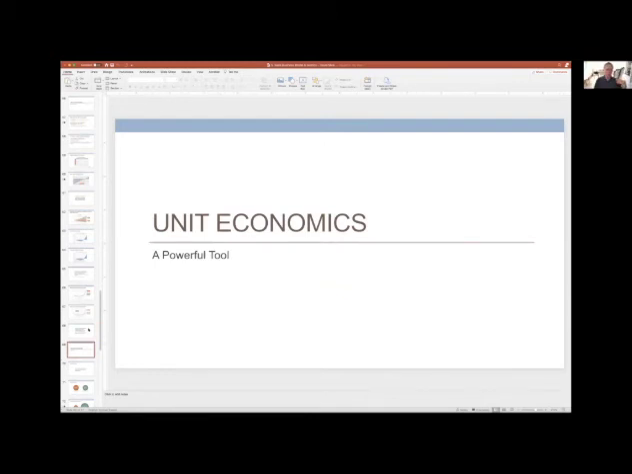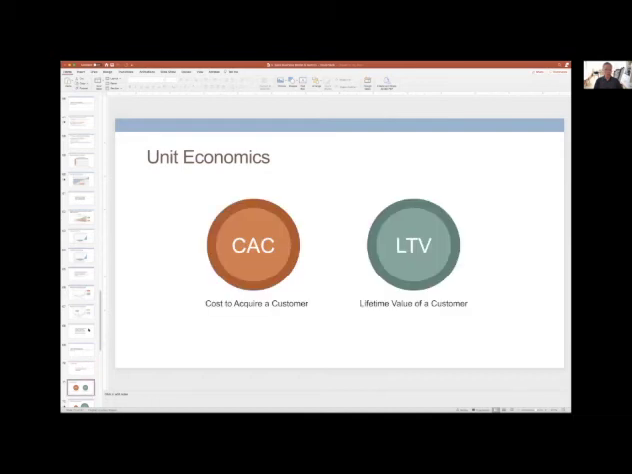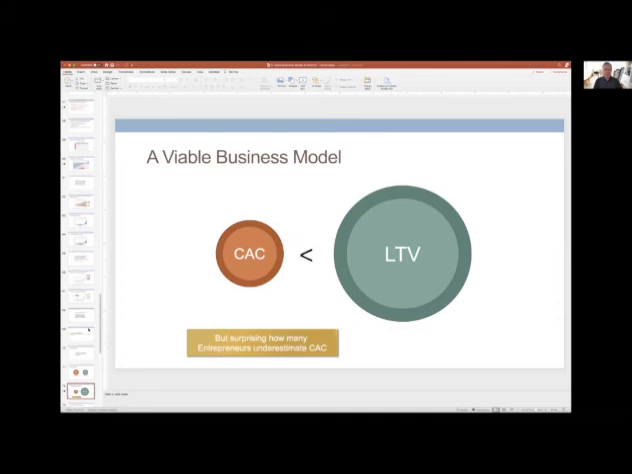And the unit economic is really, what does it look like to have a single customer? Can I make more money from my customers than it costs me to acquire them? And for that, we have to look at these variables: CAC, cost to acquire a customer, and LTV, lifetime value of that customer. And to get to a viable business model, we've got to have LTV greater than CAC.